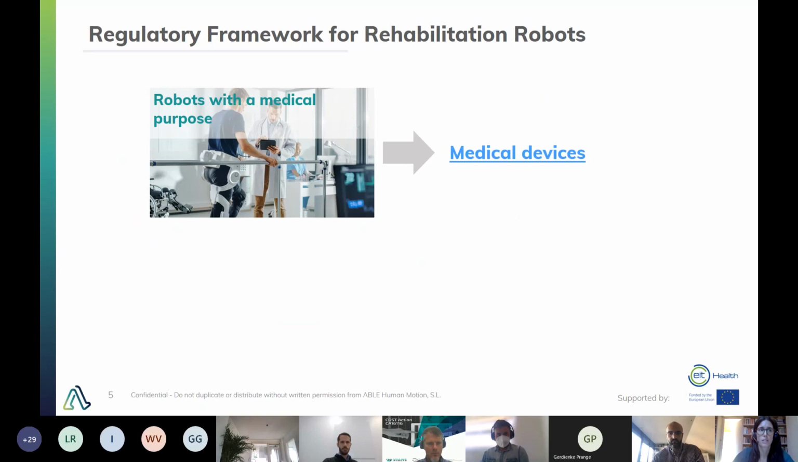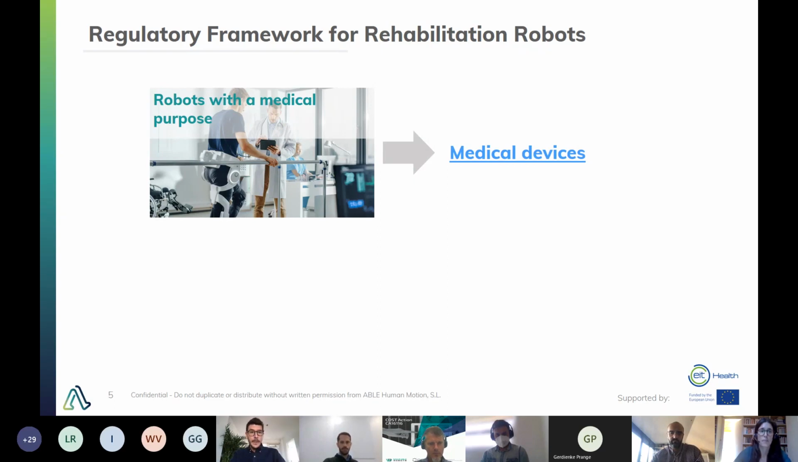So let's go into more detail about the regulatory framework for rehabilitation robots. I will try to highlight the main points that surround the MDR regulation. But it's a lot of information, so if you have further questions, we can discuss them later, or you can send me an email.